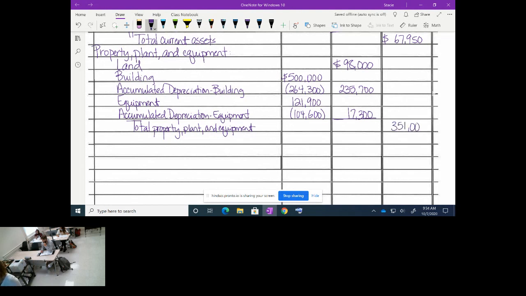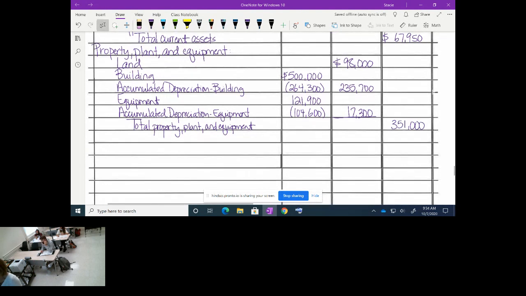Okay, so that's all of my assets. So if I add 67,950 and 351,000 together, what do I get? 418. Okay. So 418,950 is my total assets.